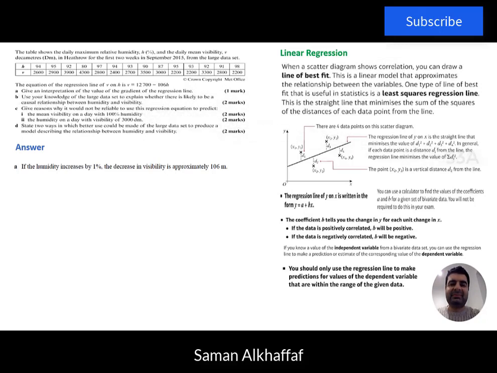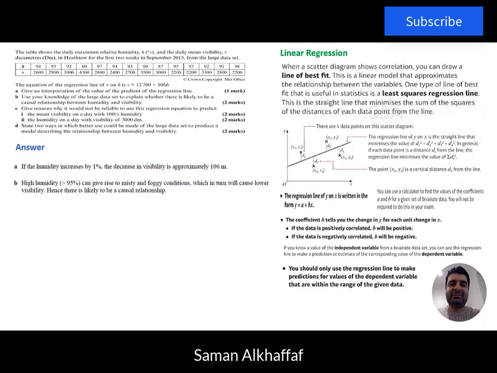For part B, we need to use the large data set to explain whether there is likely to be a causal relationship between humidity and visibility. So based on the data that we have, a high humidity of bigger than 95% can give rise to misty and foggy conditions, which in turn will cause lower visibility. Hence, there is likely to be a causal relationship.